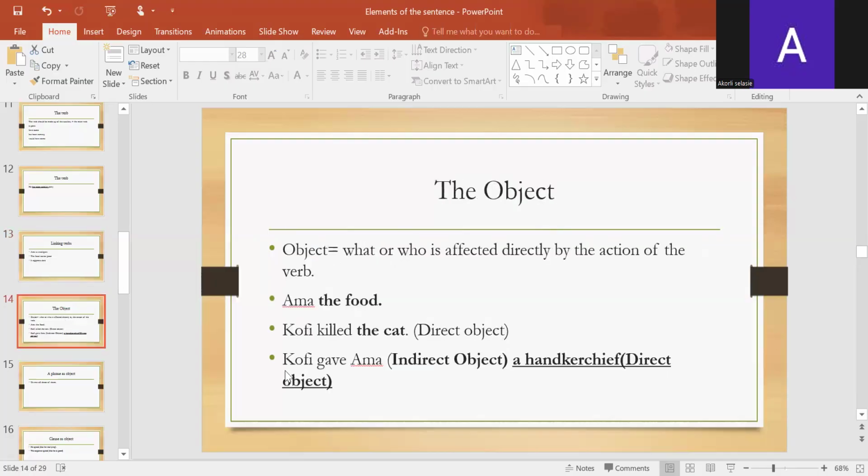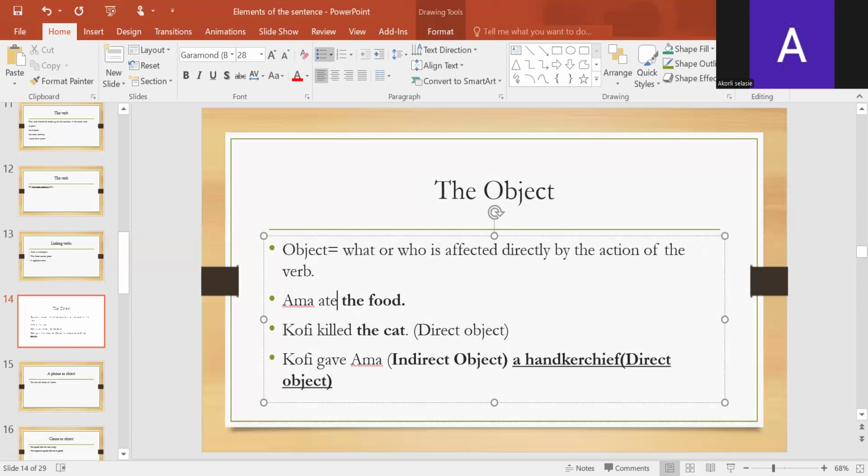Linking verbs. But let's look at object. What is an object? What or who is affected by the action of the verb? Ama ate the food. The food is the object. Kofi killed the cat. The cat is the object. Kofi gave Ama a handkerchief. Kofi gave. You see, Ama is an object, but in this case, it's an indirect object. And handkerchief, something that is transferred, is a direct object. The item that is moved from one person to the other is a direct object.